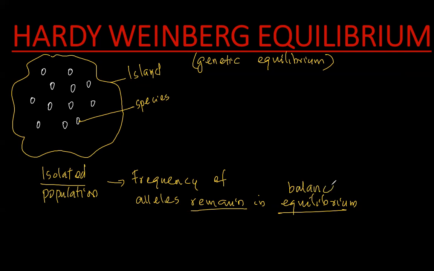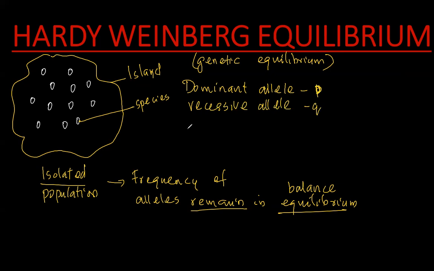Equilibrium means in a balance. Okay, and they said that the dominant allele, hope you remember this, is p. What's a recessive allele? The recessive allele is q. Okay, p represents the dominant allele, q represents the recessive allele. And they said that the frequency of dominant and recessive alleles in this population is equal to 1 because it's in an equilibrium, in a balance. 1 is the frequency of alleles, not the number, frequency. Okay, I'll show you how to find the frequency.